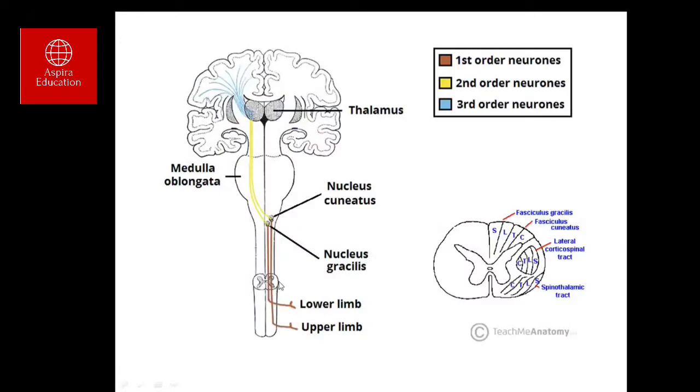So if you're going to lose one half of the spinal cord, it is going to cause damage to the ipsilateral fibers only. For example, you have a hemisection in the spinal cord, any pathology which damages one half of the spinal cord, you lose sensation on the same side of the body. Which sensations are lost? Proprioception, vibration, and joint position sense.